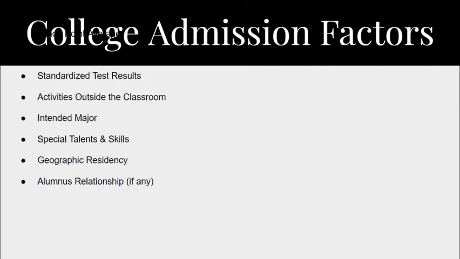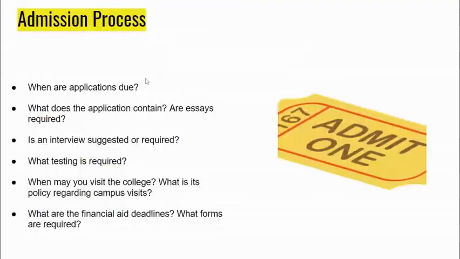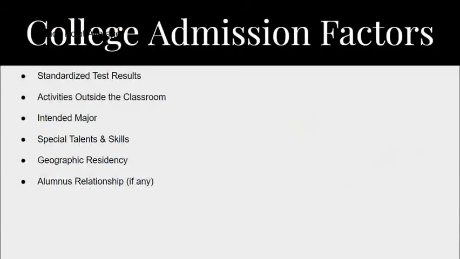And of course, you're going to see college admission factors: standardized test results, and I don't know if GPA got taken off this list, but GPA and standardized test results, I feel, are pretty much equal. Activities outside the classroom, intended major, special talents and skills, geographic residence. Some schools, of course, in-state schools are a lot cheaper than if you're out of state. Sometimes having a relationship or a family member as an alumnus is helpful in getting admission to that college.